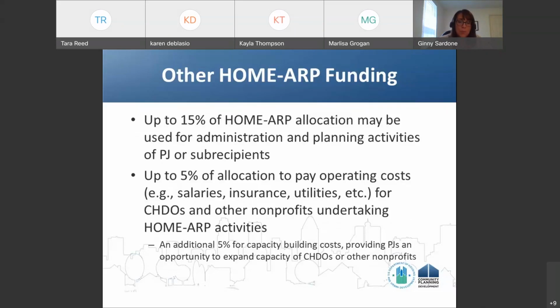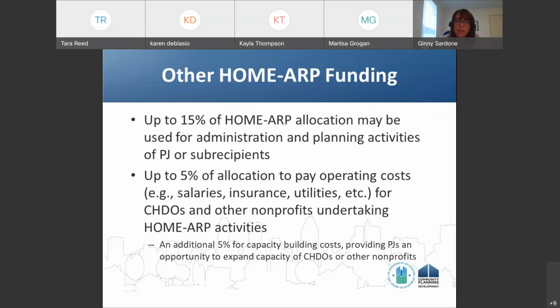Slide, please. Okay, so as with any HUD program, there has to be administrative funds for the entities that are administering the program. So 15% of the HOME-ARP allocation can be used for the participating jurisdiction or subrecipient's administrative cost of administering the program.